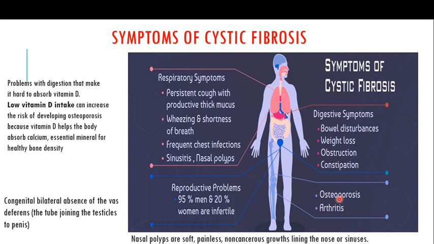And when you talk about this osteoporosis or the arthritis, actually there is a problem with the digestion that makes it hard to absorb vitamin D. So when you take the food, you will not be able to absorb the vitamin D because of the problem with the CFTR protein. And if you are not able to absorb the vitamin D, that means there will be low vitamin D in that particular individual. And when there is low vitamin D intake, that can actually increase the risk of developing osteoporosis, because vitamin D is actually helping the body to absorb calcium, which is a very essential mineral for healthy bone density.